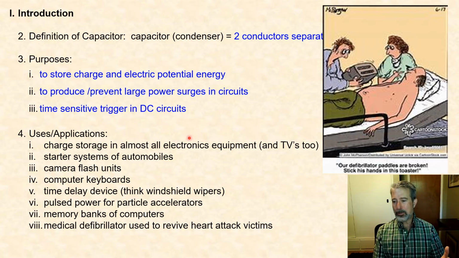And this example I include because everybody's familiar with it, but when you look at the medical defibrillator, that's used to revive heart attack victims, this is really nothing more than a high capacitance capacitor. So when those paddles are placed on the victim's chest, the capacitor can discharge, and a large but brief current can then be pulsed through the victim's heart with the hope of trying to revive the victim.